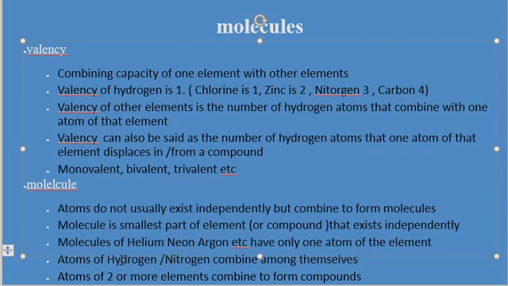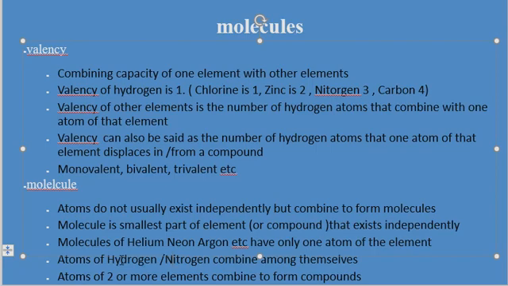When atoms of two or more elements combine, they call it a compound. A compound is two or more elements in a definite proportion. A mixture is two or more elements or compounds in any proportion. An atom is the smallest indivisible part of an element. A molecule is the smallest part of an element that exists independently. It is a combination of atoms because atoms cannot exist independently.